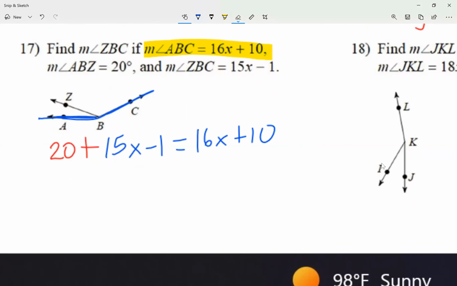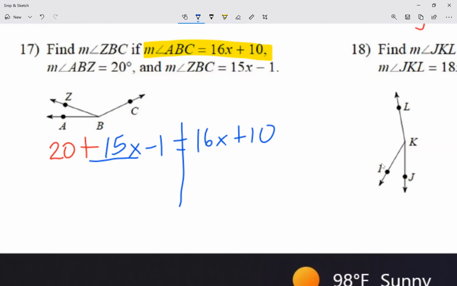So all I'm doing is I'm gonna add two small angles equals a big angle. Okay, I'm gonna use this to be able to solve for x. So let me separate this to the equal sign. Let me combine my like terms.